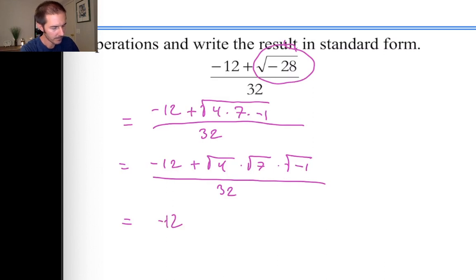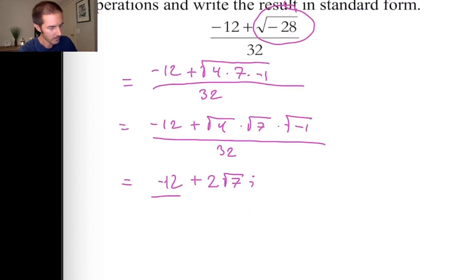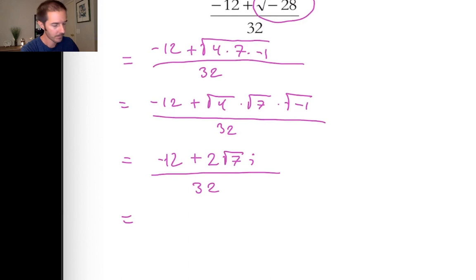Negative 12 plus 2 times the square root of 7 times i, and make sure that that i is outside the square root symbol, all over 32. Sometimes you're going to see the i wedged in there between the 2 and the square root of 7. I don't like it. Let's distribute our division. We could even put a little dist over here.